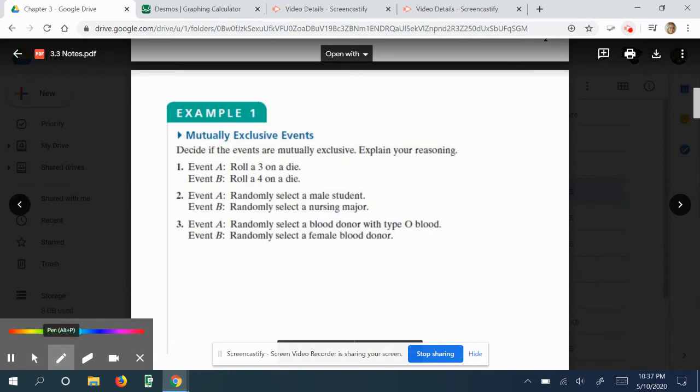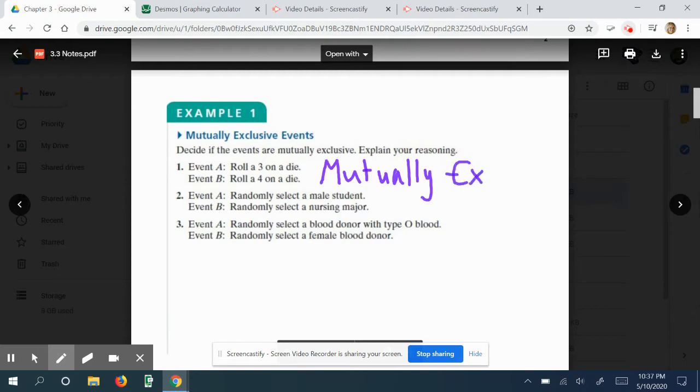Example 1 says this: rolling a 3 on a die and rolling a 4 on a die. Can those happen at the exact same time? The answer is no. So these are considered mutually exclusive. When they cannot occur together, they're mutually exclusive. All right, let's look at the next one.